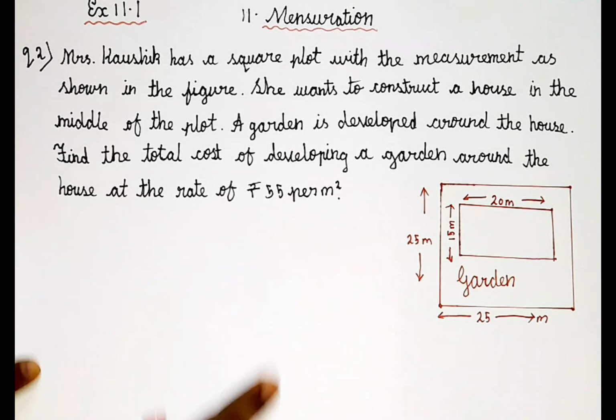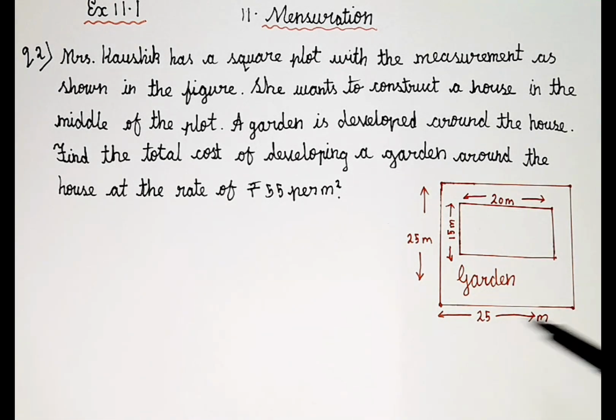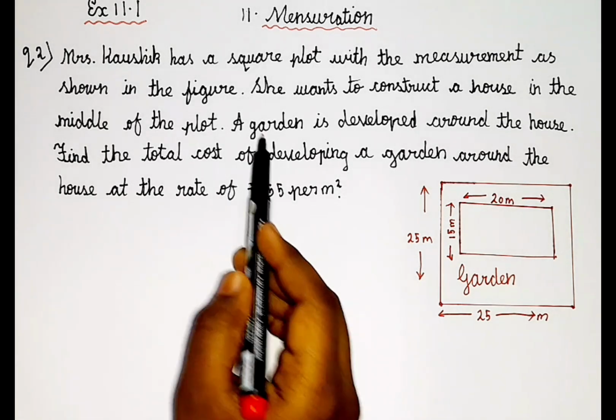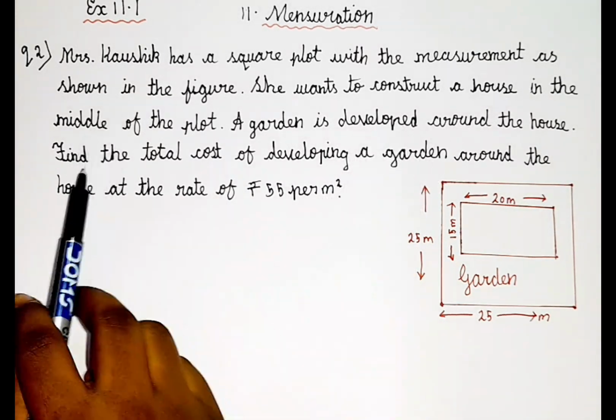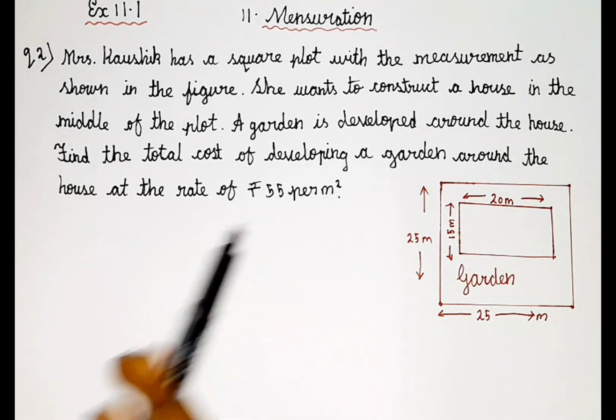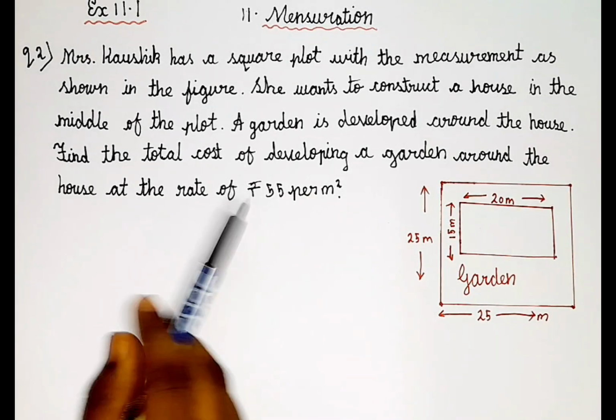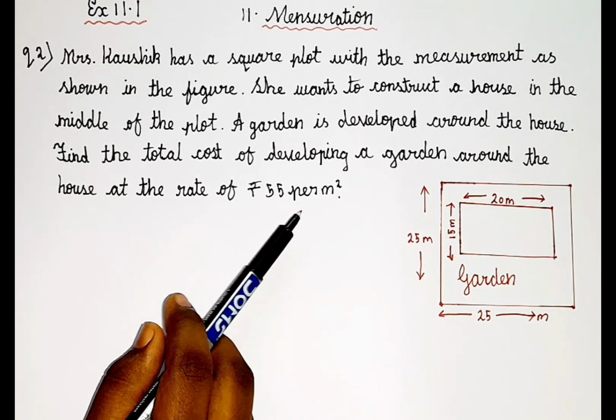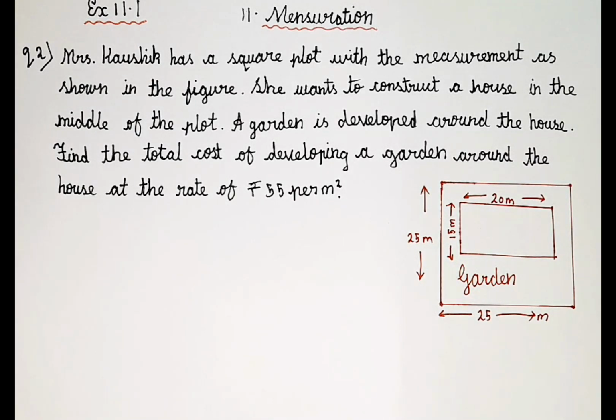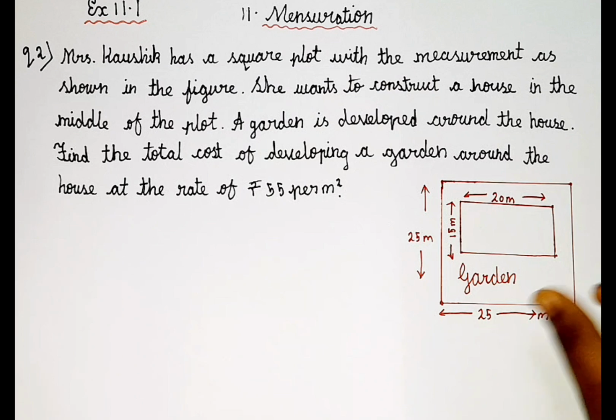So first there is a square. Here you can see there is a square, and in the middle part she wants to develop a house. A garden is developed around the house. Find the total cost of developing a garden around the house at the rate of rupees 55 per meter square. Here there is a rectangular house, and Mrs. Kaushik has built a house here. Around the house, there is a square shaped garden.